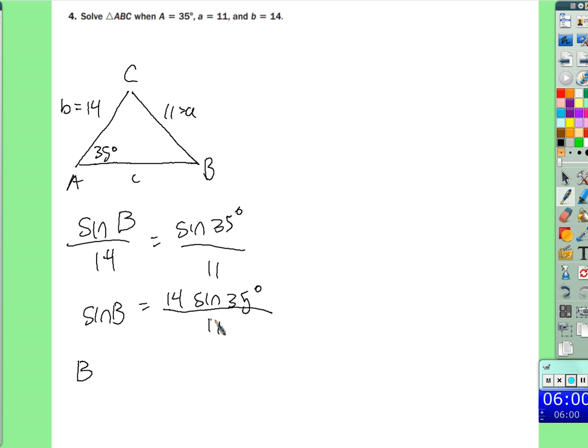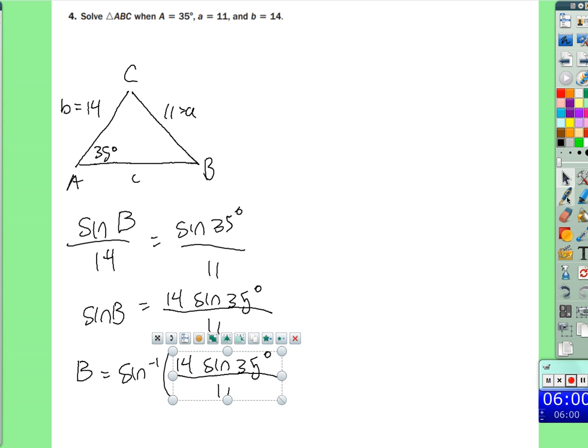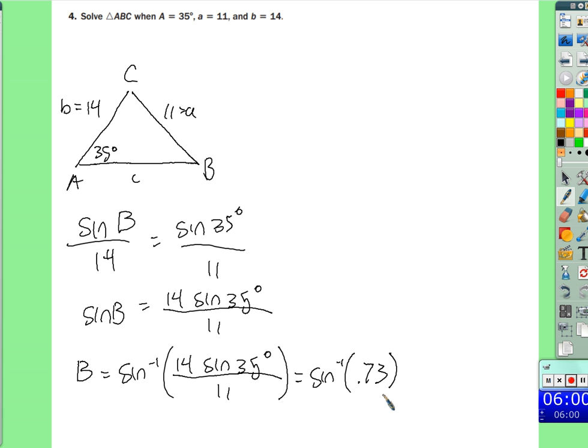So we do all that and find what that number is, and how we're going to get B by itself: B is equal to the inverse sine of that stuff. Right? Inverse sine. While Connor works on that, let's do it here. It'd be ideal to do this without rounding. So 14 sine 35 over 11 is 0.73000, and then a bunch of zeros. So 0.73 is a pretty good approximation, but it is an approximation.